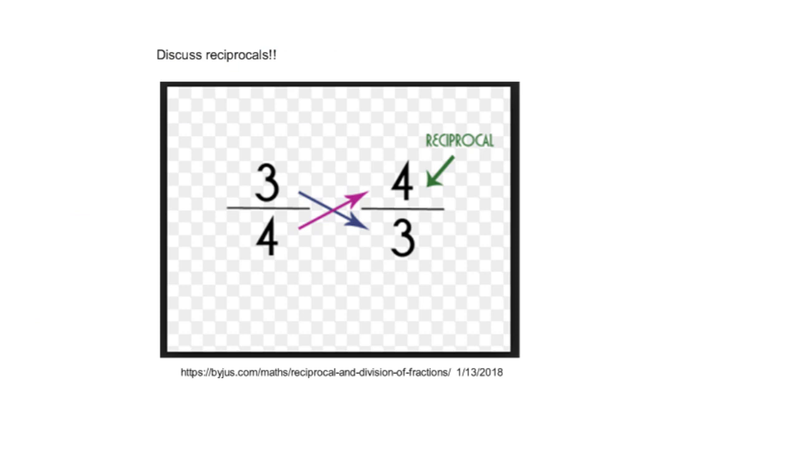For this last slide, we're going to discuss reciprocals. So if this is your original fraction, this 3 over 4, the reciprocal is just to flip it over or to invert it and write it as 4 over 3. Reciprocals are also called the multiplicative inverses.